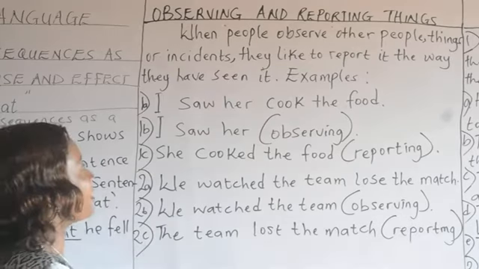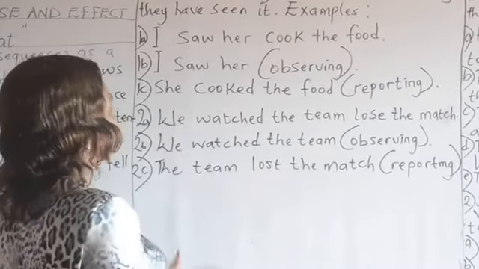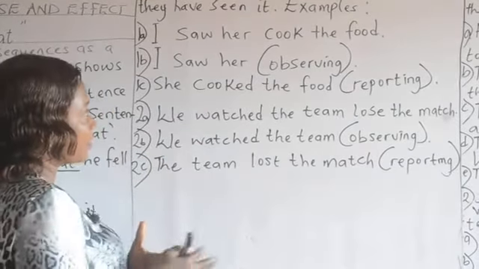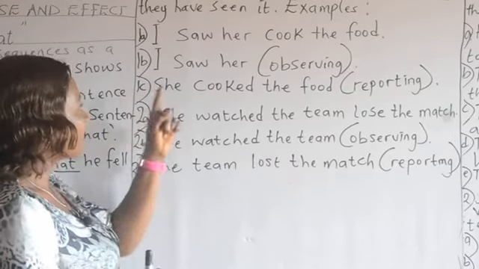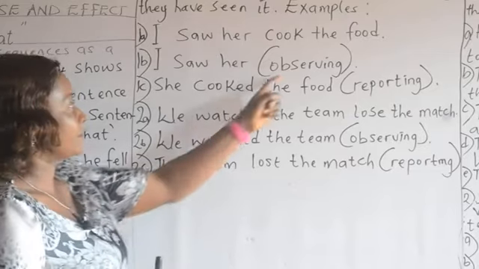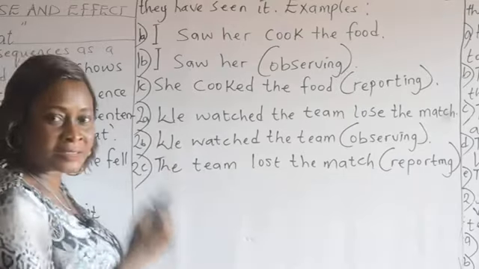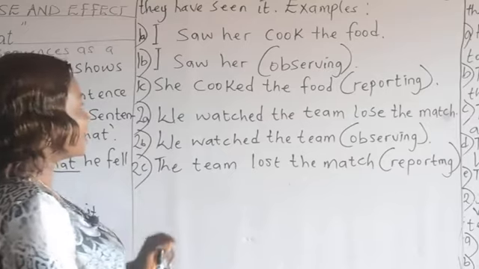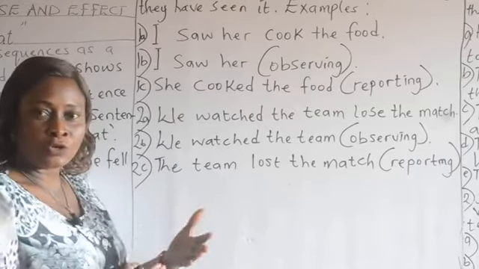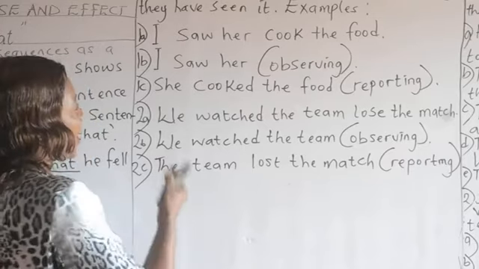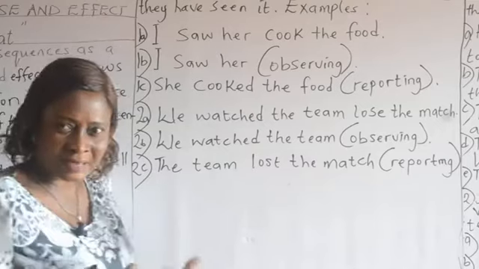In this sentence, 1A, I saw her cook the food. To break it into the observing and reporting sentences, it will become 1B, I saw her. That is observing. The word observing is in the bracket, showing I saw her is observing. 1C, she cooked the food. Reporting. I saw her means you observed her. She cooked the food means you are reporting what you saw. Do you understand?